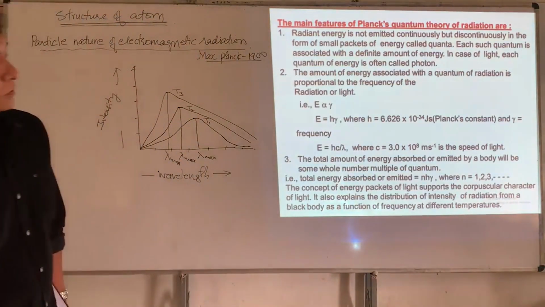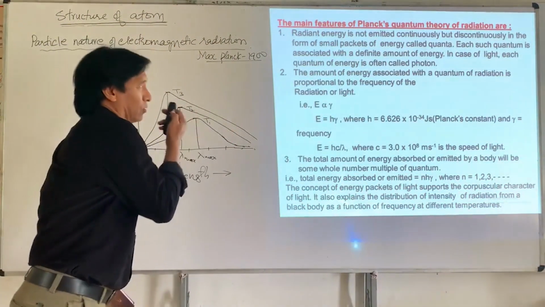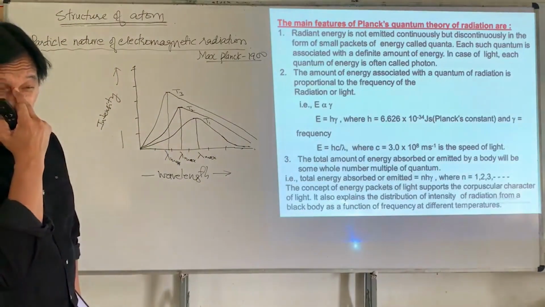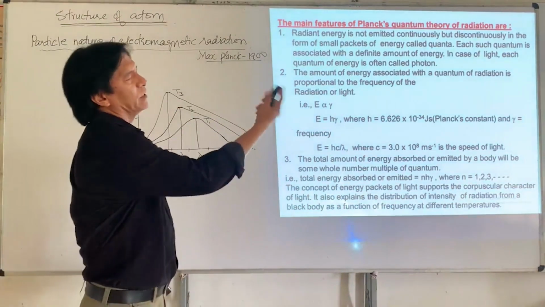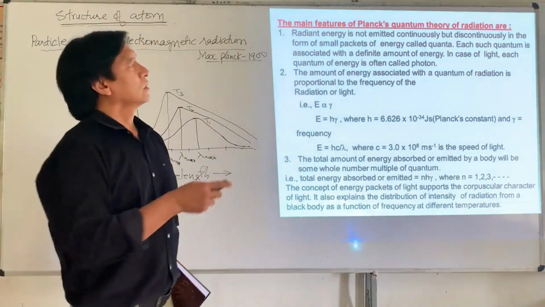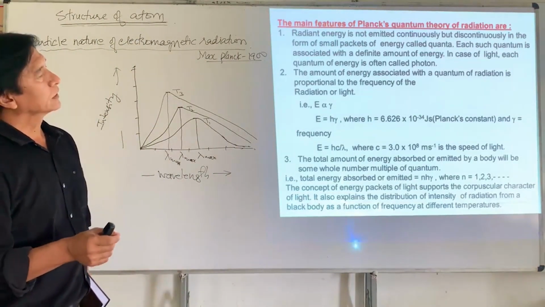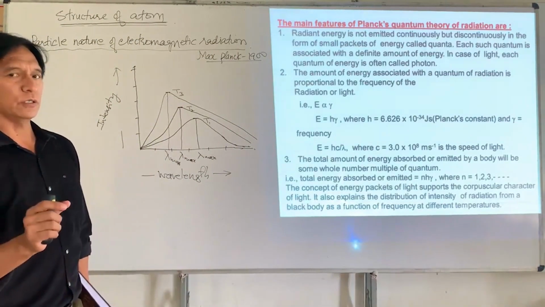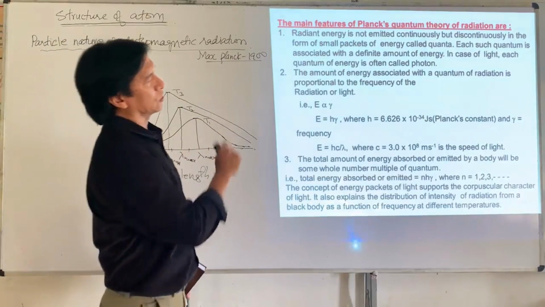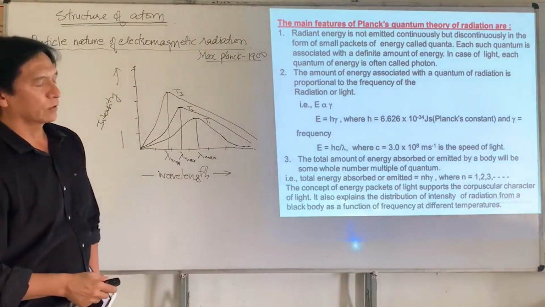According to Max Planck's quantum theory of radiation, the main features are, the very first point says, radiant energy is not emitted continuously, but discontinuously in the form of small packets of energy called quanta, which is the plural form of quantum. Each such quantum is associated with a definite amount of energy. Now, in case of light, each quantum of energy is often called a photon.